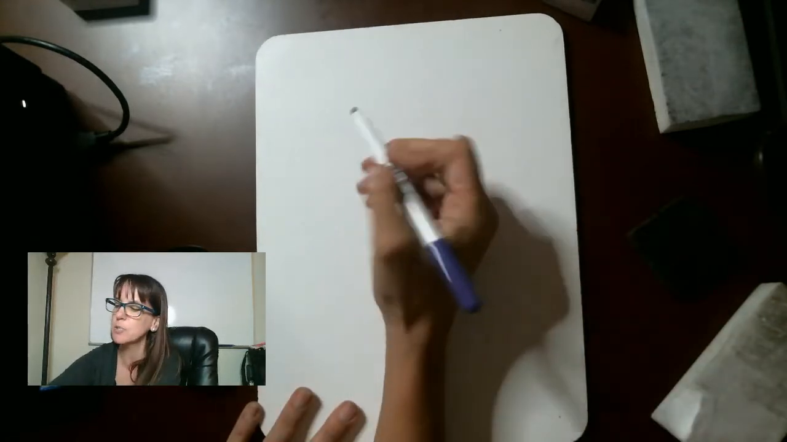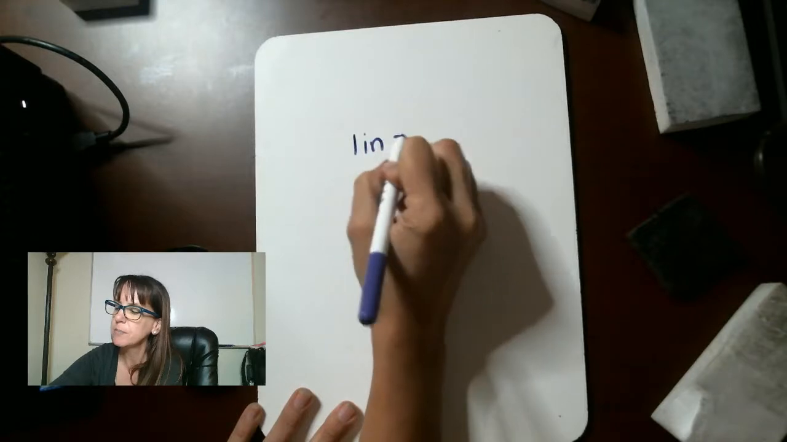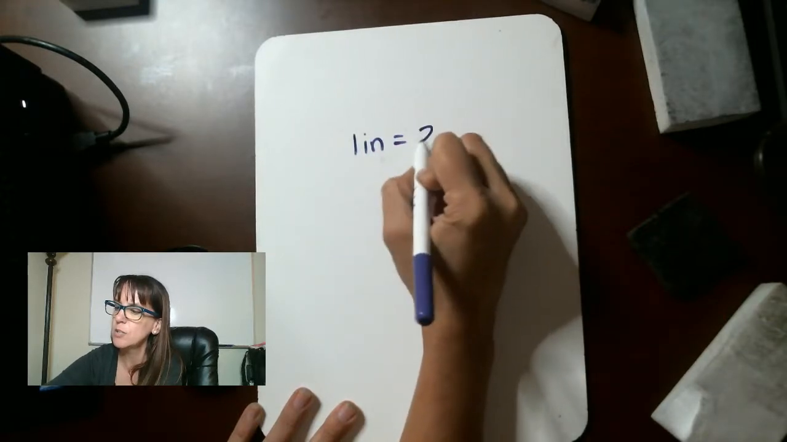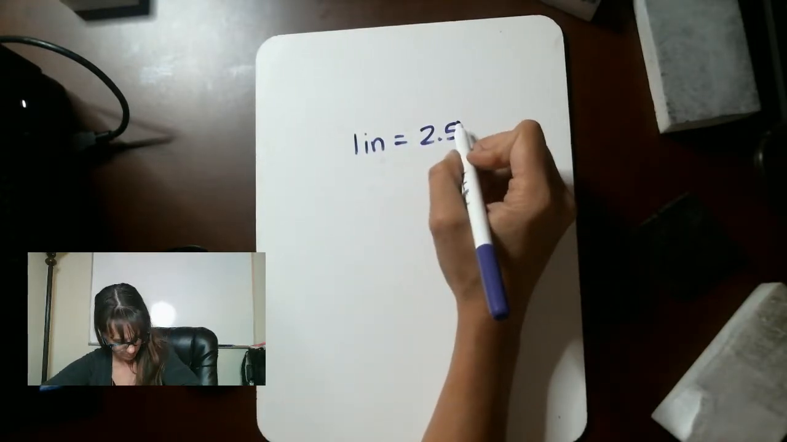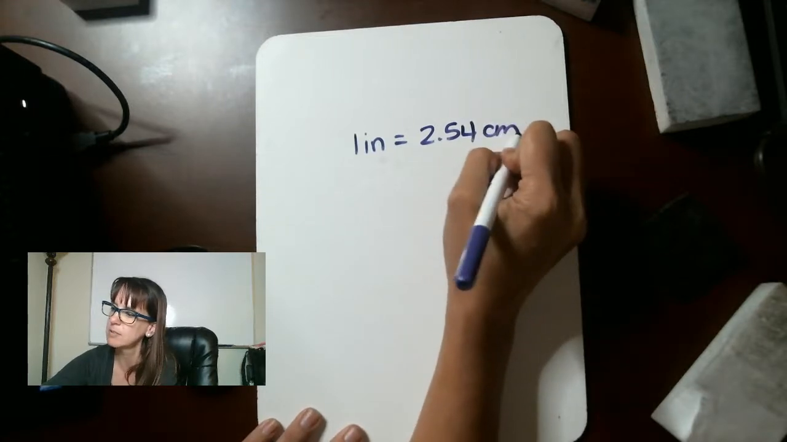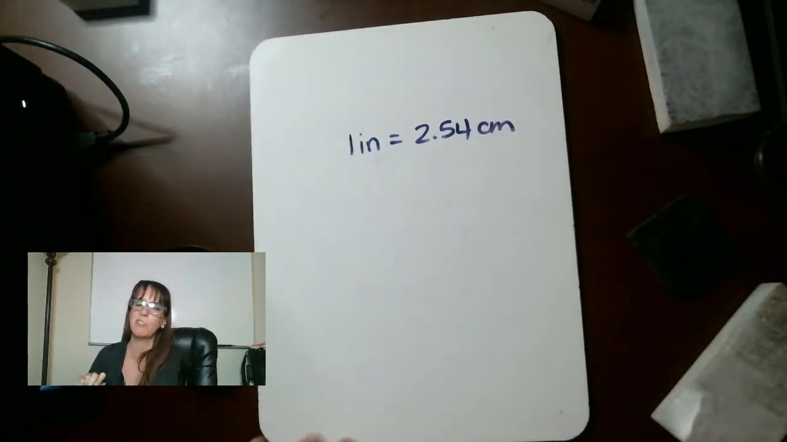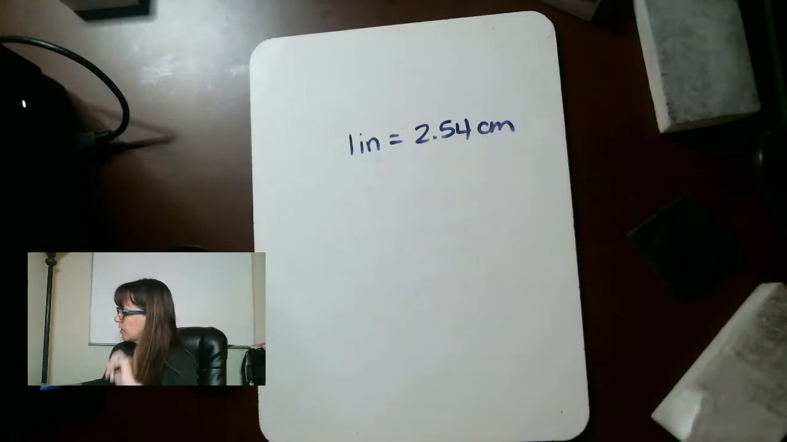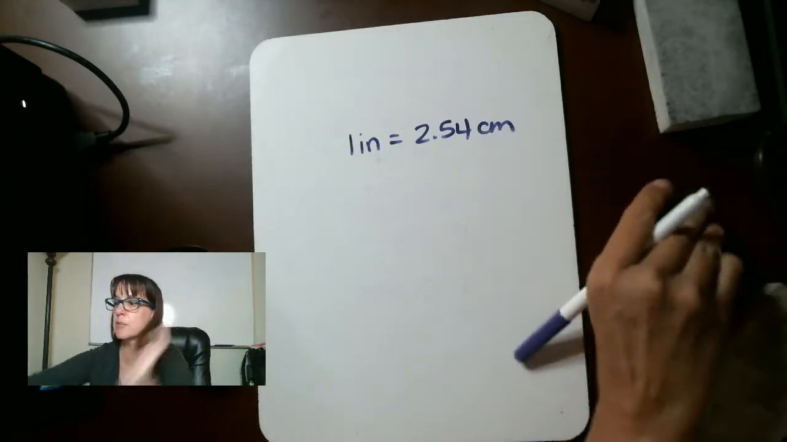Oh, here's a good one. I forgot, put this in your notes as well. 1 inch equals 2.54 centimeters. This is converting between our standard, our US units and metric.